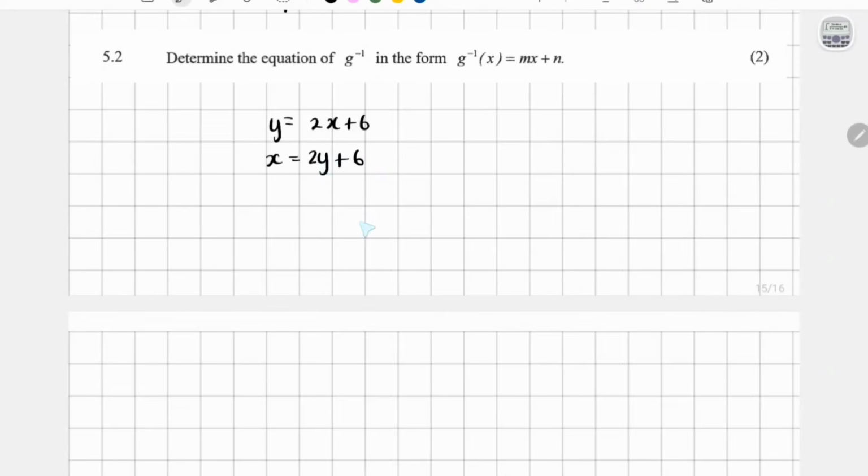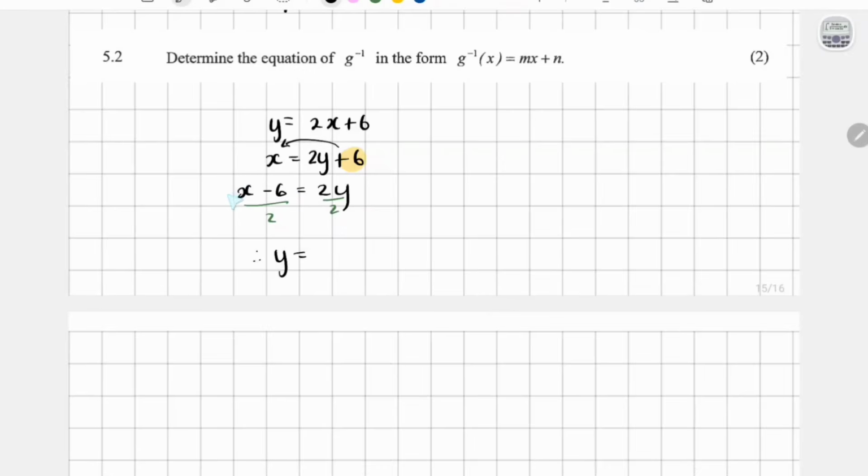So to make y the subject here, we first have to get rid of this positive 6. So we can take that over. And so that is going to become x minus 6 is equal to 2y. Now to solve for the y, to make that the subject, you have to get rid of the 2 by dividing both hand sides by 2. So this is really saying that y is equal to, so this is what we have here.